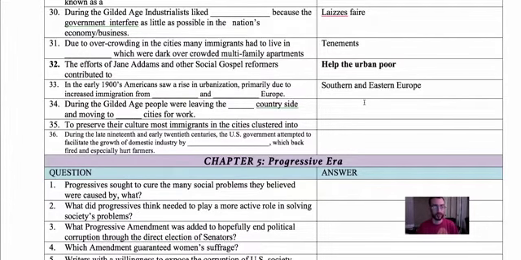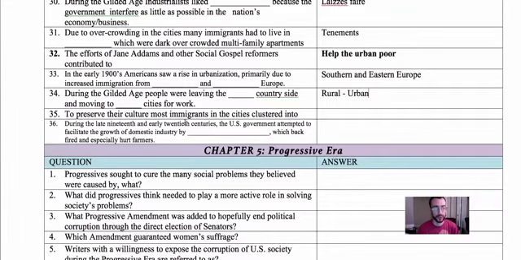Number 34, during the Gilded Age, people were leaving the blank countryside and moving to blank cities for work. Well, countryside, so that is going to be rural, the rural countryside, and moving to the urban cities for work. Number 35, to preserve their culture, most immigrants in the cities clustered into what? They clustered in enclaves. Think of Little Italy or Chinatown.